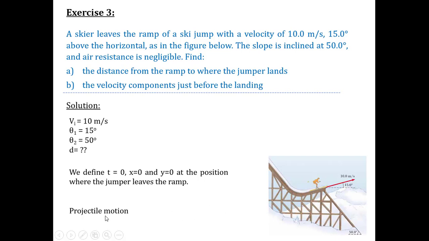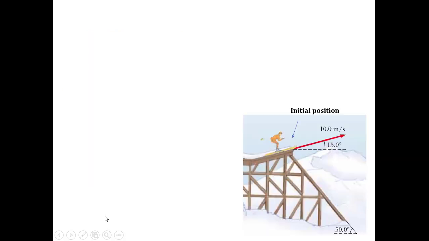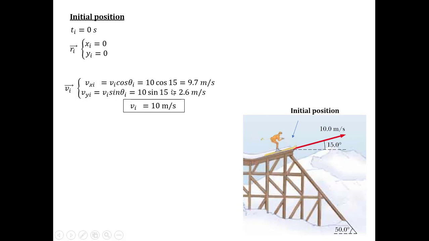And we know that this is a projectile motion. As in the previous exercises, we need to define the initial position and the final position. The initial position is defined by the initial time ti equals 0 seconds. The position vector is defined by xi equals 0 and yi equals 0. من هون بلشنا الأوريجين إذا بدكن. And vi. Okay, what is vi in this case? Vi, هيدا هو ال vi كvector.